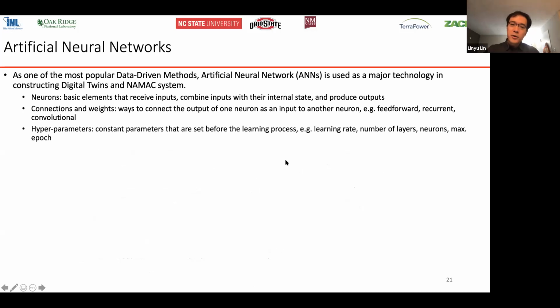The third important component for artificial neural nets is the hyperparameters. Those hyperparameters usually refer to the constant parameters that are set before the learning process, for example, the learning rate, number of layers, number of neurons, maximum epoch, validation patience, and so on. We found that those hyperparameters are very important in the training of artificial neural nets.